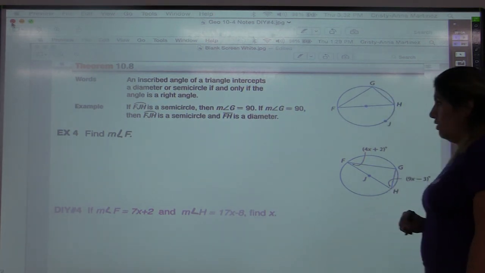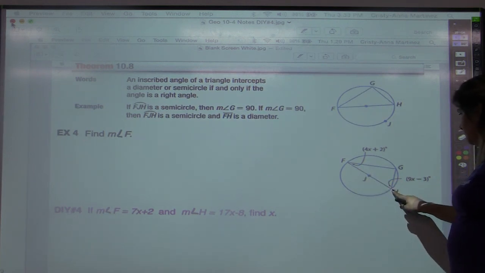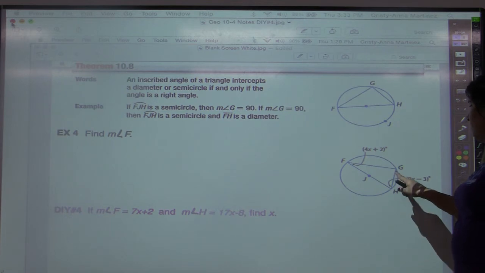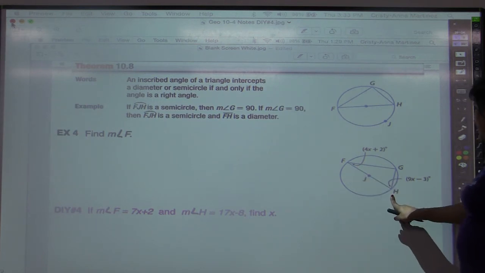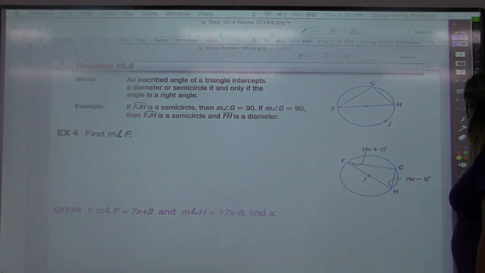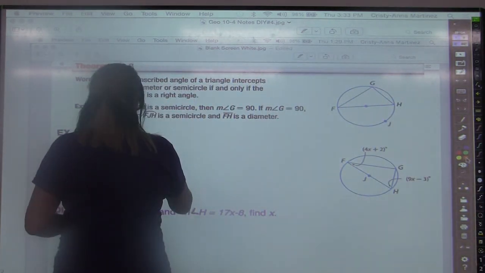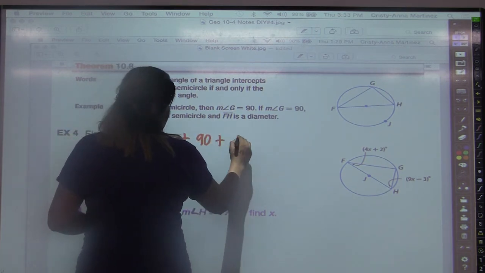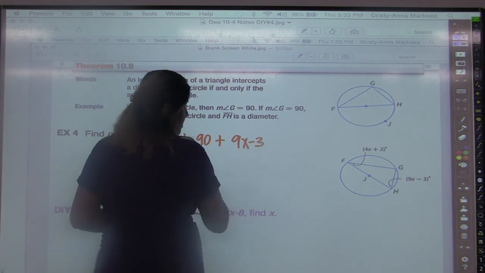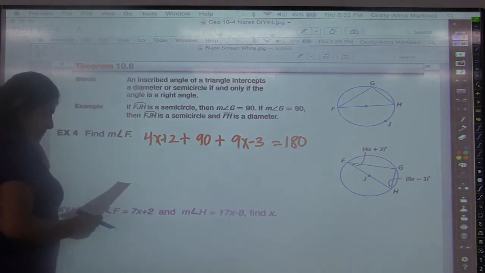So example 4, they want us to find the measurement of angle F. Well, since this is going through the diameter, then that means that this angle G must be 90 degrees. And they're telling us that this angle F is 4x plus 2, angle H is 9x minus 3, and what we know is that all of the angles in a triangle should add up to 180. So right now we have that 4x plus 2 plus 90 plus 9x minus 3. All three of those angles combined should add up to 180. So we have a nice little algebraic equation there.